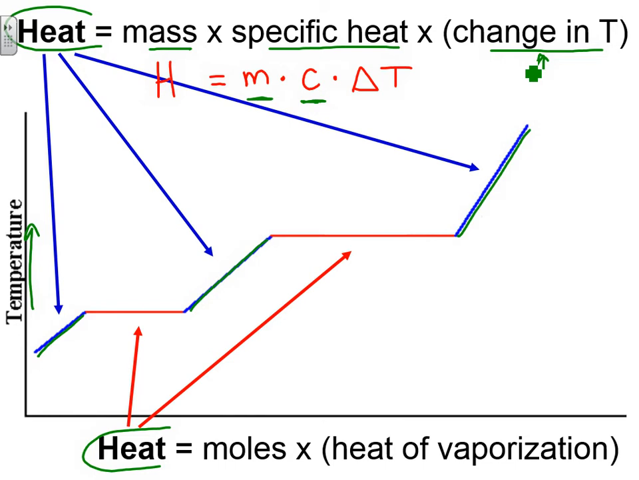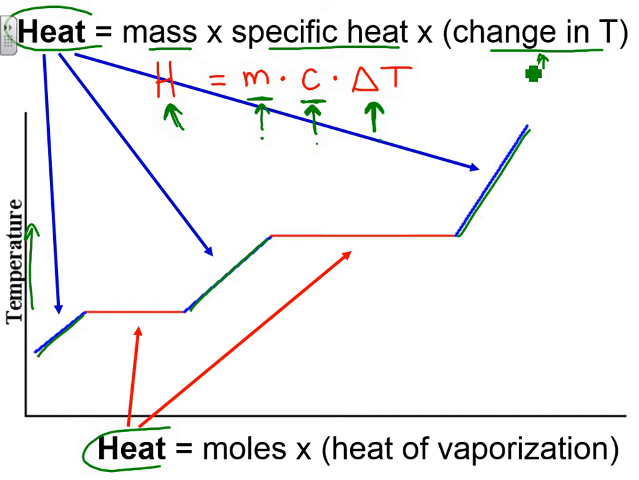So how hot something gets, or how much heat something requires, depends on how much mass you have. The more mass you have, the more heat you'll have to put in to warm it up. It also depends on how well the substance absorbs the heat. The better it absorbs, the more heat it needs. And it also depends on how hot you want it to get. If you want it to get pretty hot, you have to put more heat into it. So it makes sense that all these are directly related to how much heat you need for the system.